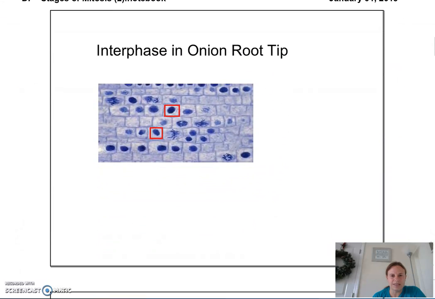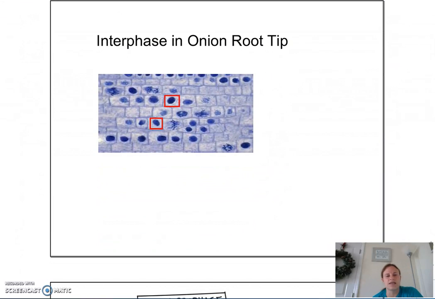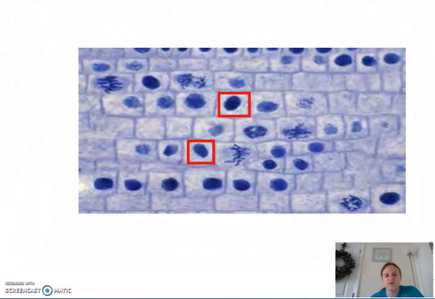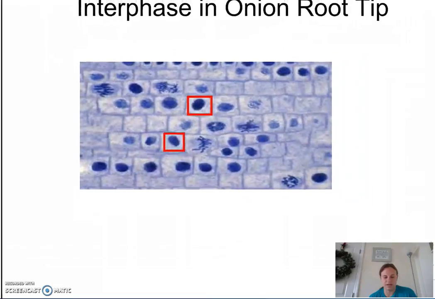You'll need to know how to identify the various phases in onion root tips. Can you see how these 2 images inside the red box depict an onion root cell tip in interphase?